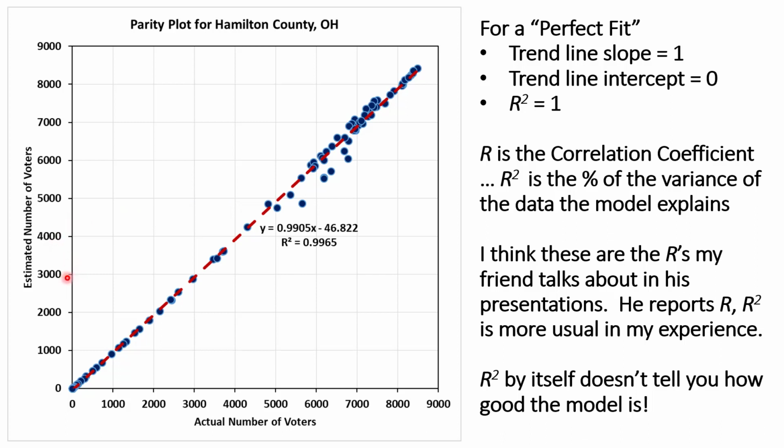Now, if I had a perfect fit, if this method worked perfectly, the slope of this trend line would be 1, the intercept of the trend line would be 0, and the correlation coefficient would be 1. And here, r is the correlation coefficient. The square of the correlation coefficient is the fraction of the variance of the data set that the model explains. And I think these are actually the r's that my friend is talking about in his presentations. He never presents parity plots. He talks a lot about r's, and he presents, a little bit atypically, values of r instead of r squared, which is more usual. Keep in mind that r squared by itself doesn't tell you how good the model is. You also need a slope of 1 and an intercept of 0 if you're really trying to determine how well you can back calculate your data.